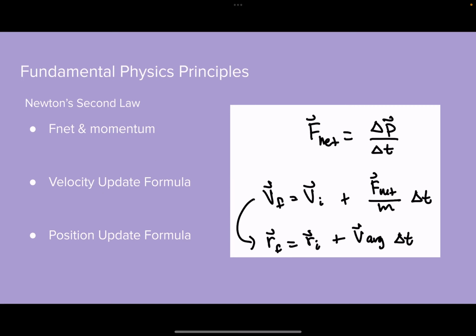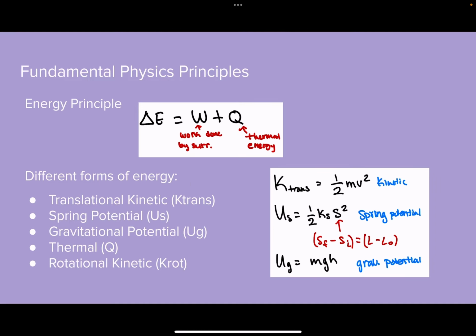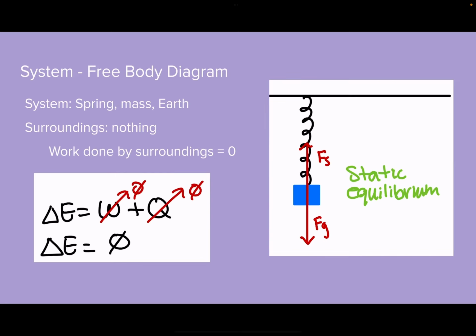There are two main fundamental physics principles at hand, the first one being Newton's second law, where we use F net and momentum and the velocity update formula. And the other principle would be the energy principle, where change of energy equals work done by the surroundings plus thermal energy. And there are also different forms of energy present in the system, three of them being kinetic translational, spring potential, and gravitational potential. But other forms of energy exist, such as thermal and rotational kinetic.